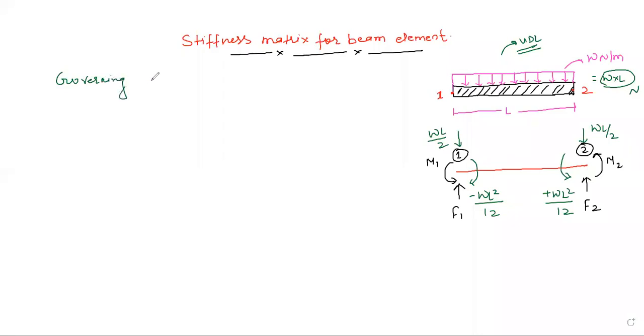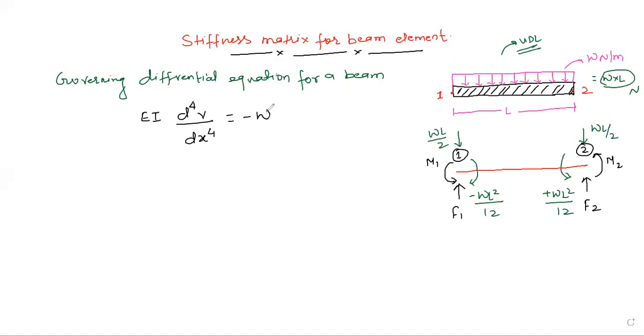Governing differential equation for a beam. You might have come across this formula: EI d⁴V/dx⁴ is equal to minus W. W is the load, minus W. Why are we taking the minus sign here? Minus sign, because this load is acting in the downward direction, so minus W.